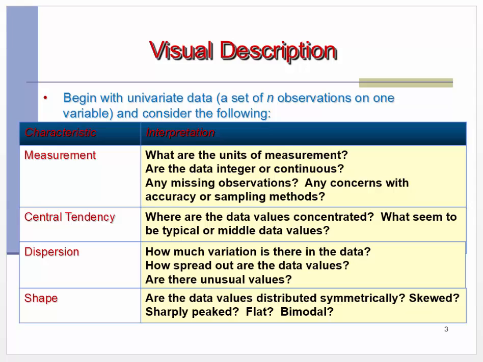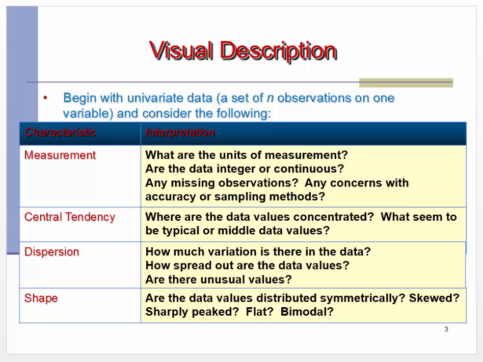For visual description of data, let's begin with univariate data. That is a set of n observations on one variable, and we need to consider the following. First is measurement. What are the units of measurement? Are the data integer or continuous? Is there any missing observation? Any concerns with accuracy or sampling methods?